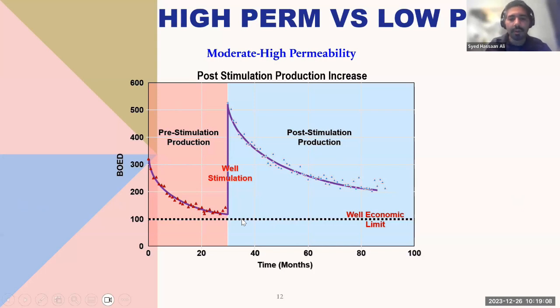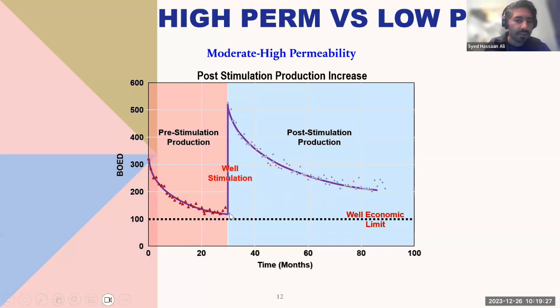That means after this, if it goes any point below this horizontal line over here, it will not be economically producing anymore. That means the amount of OPEX that will be spent on this well is more than what it is actually producing. So well stimulation comes in.